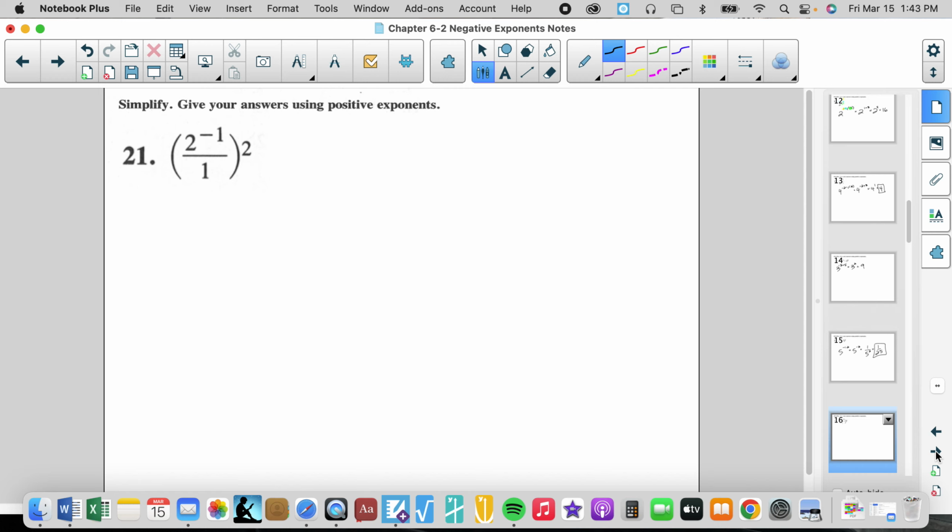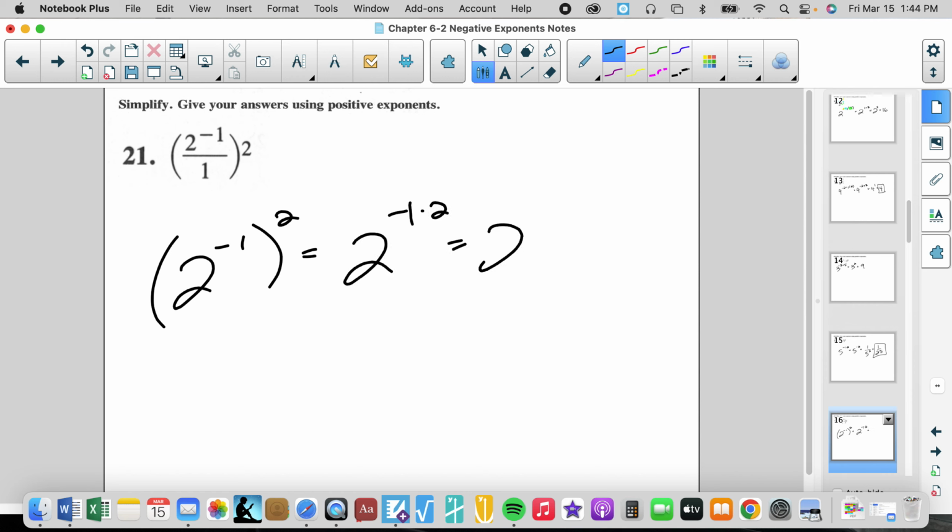2 to the negative 1 over 1, technically, anything over 1 is itself, so 2 to the negative 1 to the second, I'm going to simplify that just because I don't know why they have that. And now we have a power of a power, so it's negative 1 times 2, which is 2 to the negative 2, which is equal to 1 over 2 to the second, which is equal to 1 over 4.